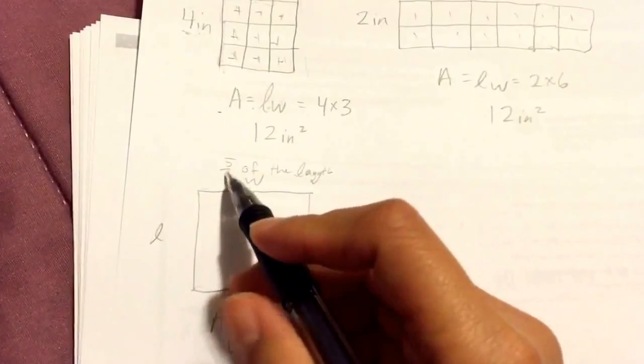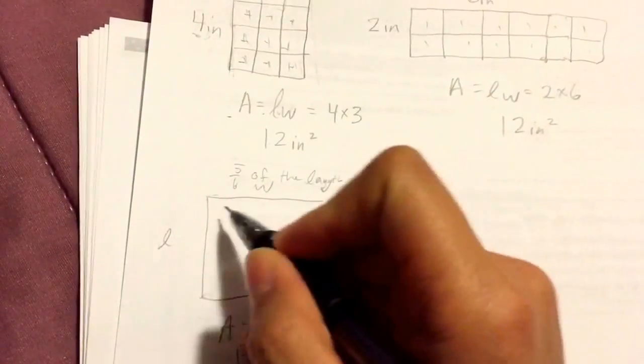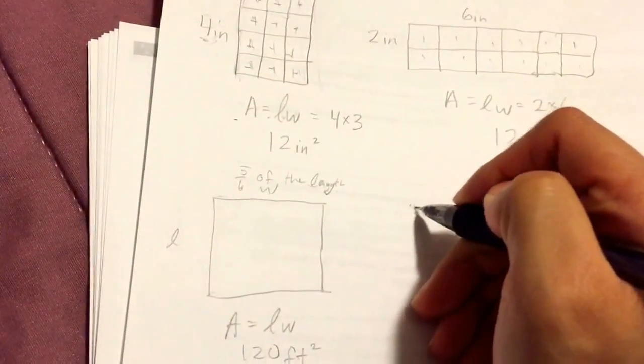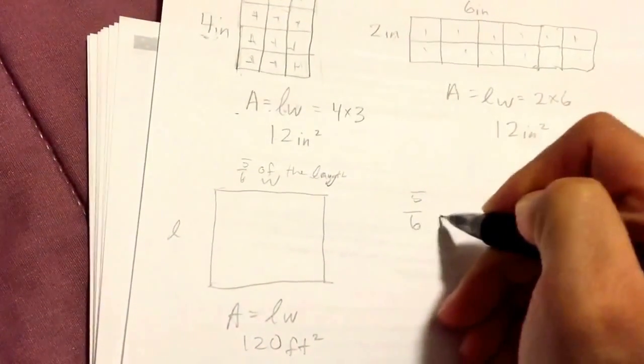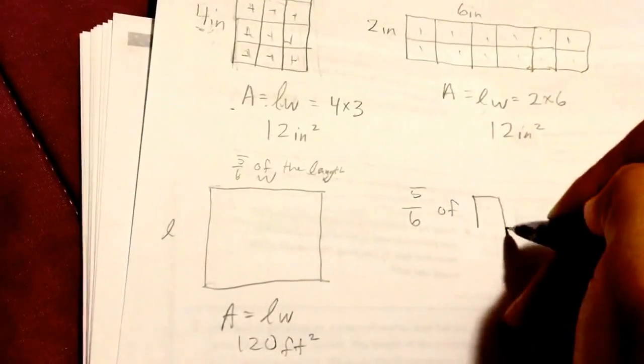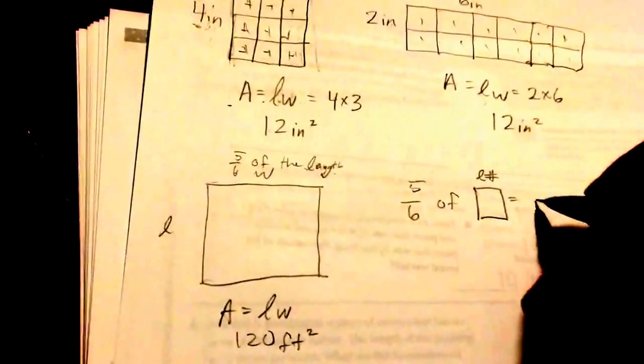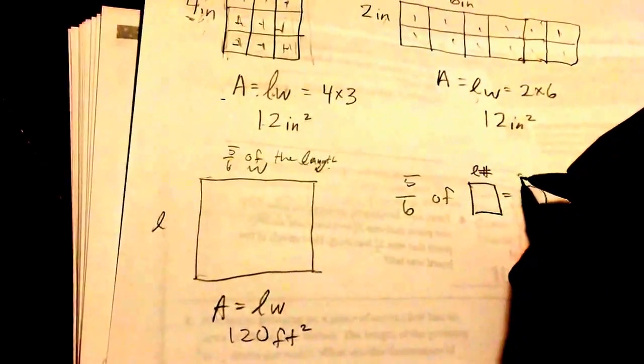If you think about that statement, 5/6 of the length means that the width is going to be smaller. So whatever you know the length to be, 5/6 of the larger number, let's pretend this is the larger number, will equal the smaller number.